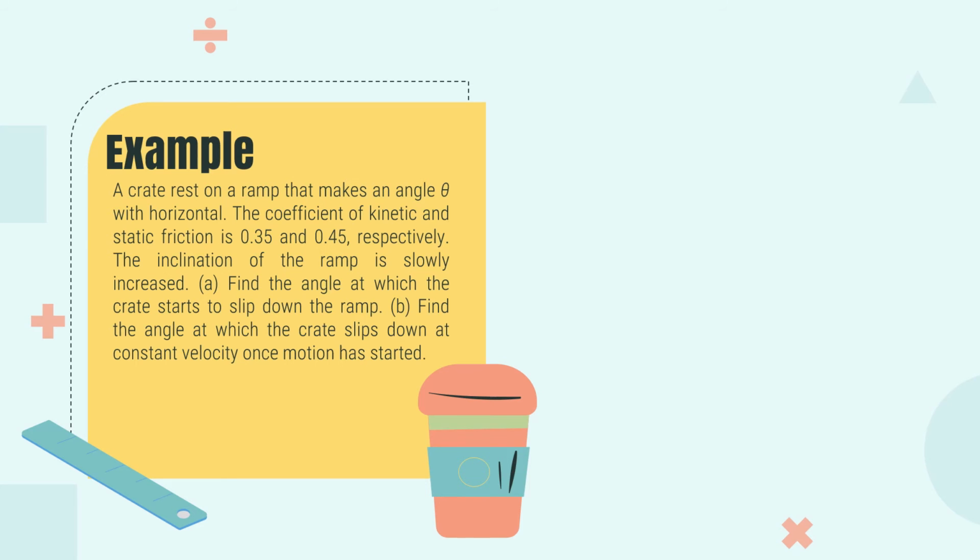For our first example, a crate rests on a ramp that makes an angle theta with the horizontal. The coefficients of kinetic and static friction are 0.3500 and 0.4500 respectively. The inclination of the ramp is slowly increased. A: Find the angle at which the crate starts to slip down the ramp. B: Find the angle at which the crate slips down at a constant velocity once motion has started.